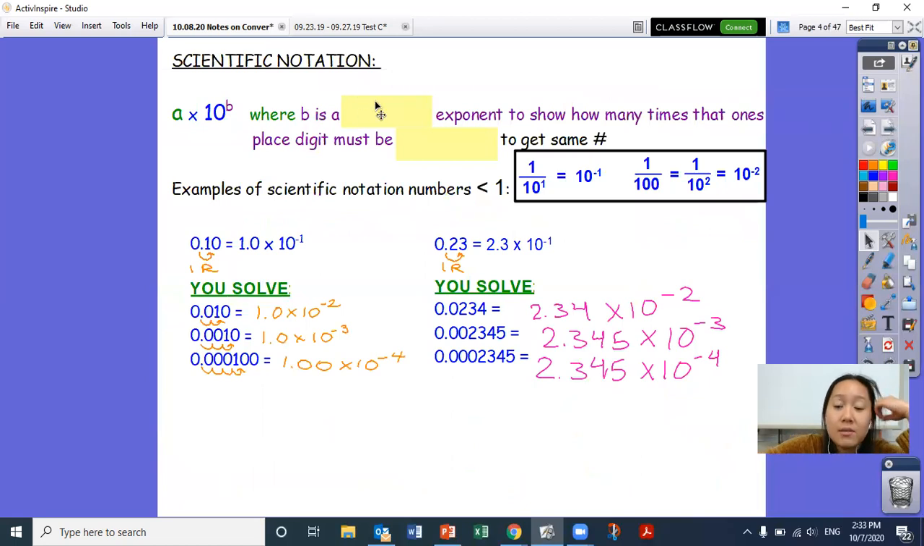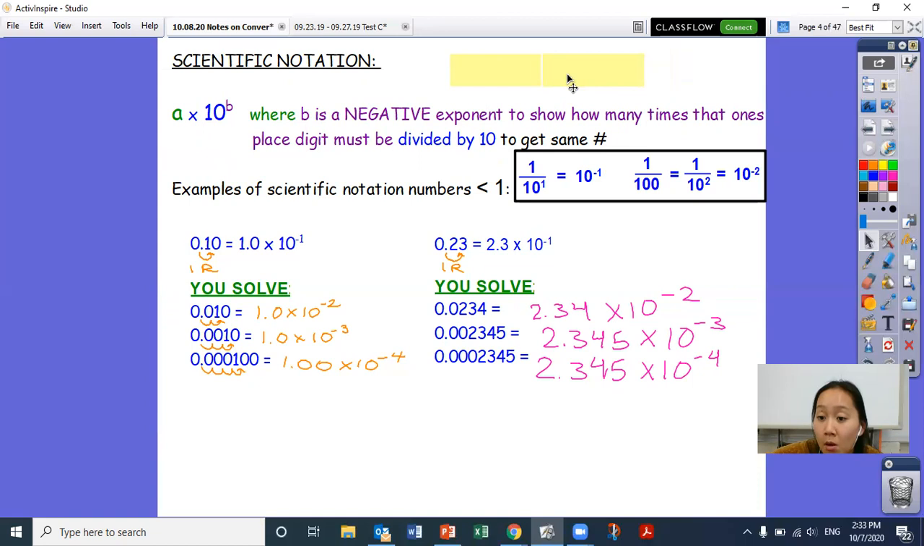Over here, we also have scientific notation for really, really small numbers, because honestly, writing decimals with a lot of zeros in it is one of the most painstaking things to do, okay? So it's the same format. It's a times 10 to the b, where b is a negative exponent to show how many times that ones place digit must be moved or divided by 10 to get the same number. So here, we're not multiplying by 10 anymore. We're dividing by 10, okay? Because these are numbers that are smaller than 1, okay?